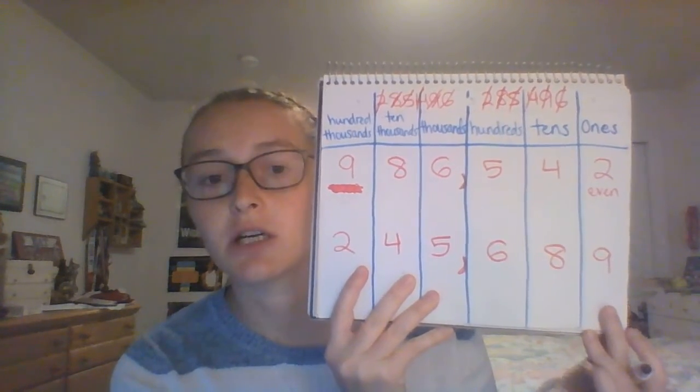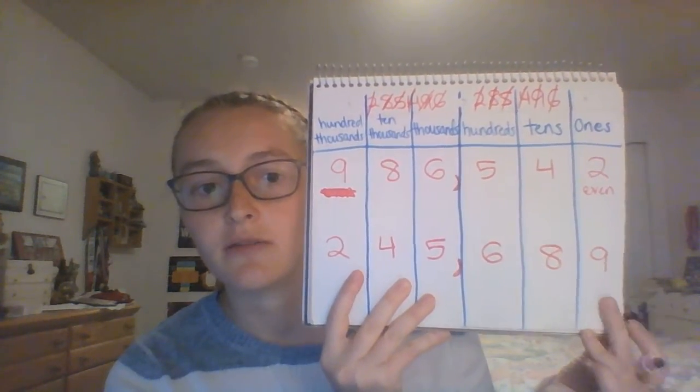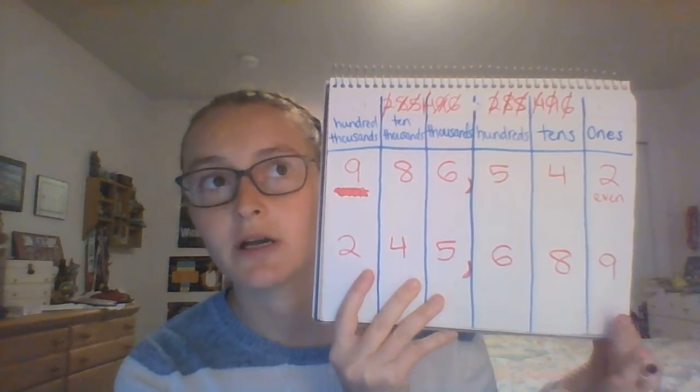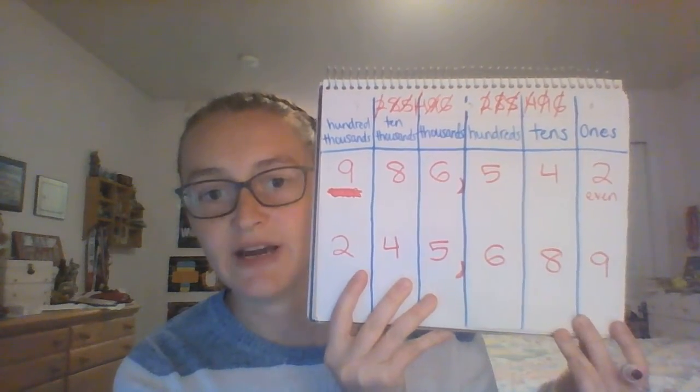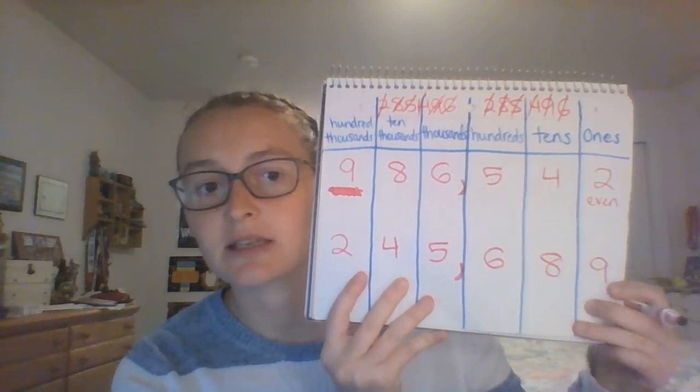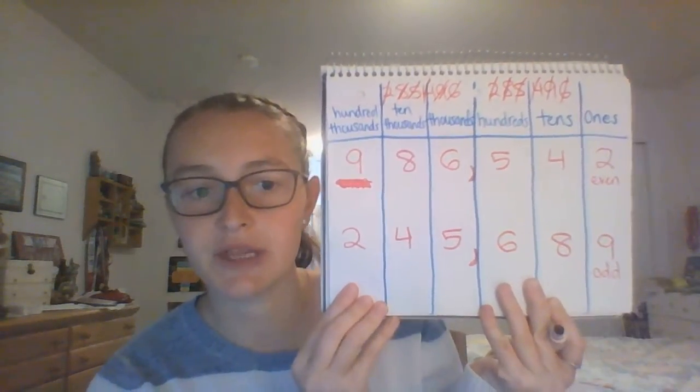Well, if you're not sure, let's count out by 2s and figure out if 9 is a multiple of 2. 2, 4, 6, 8, 10. Nope, we skipped 9. So 9 is not a multiple of 2. That makes this an odd number. So I'm going to write odd right next to the 9 because the 9 helped us know that this is an odd number.